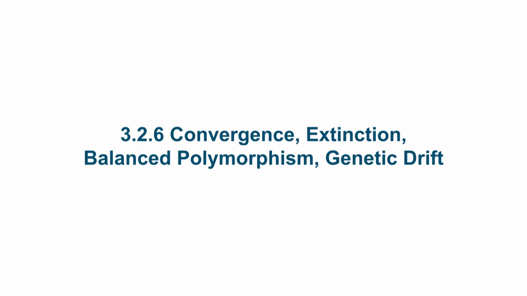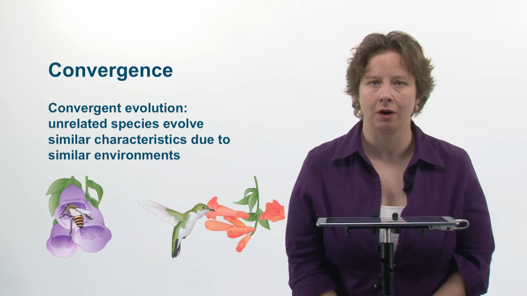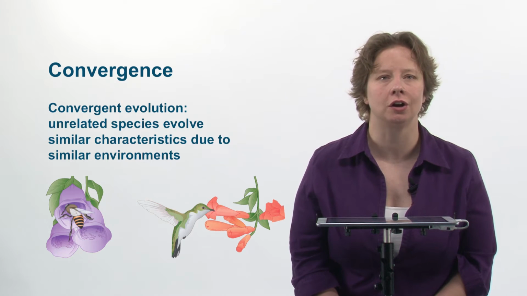This short unit deals with convergence, extinction, balanced polymorphism, and genetic drift. That's all kind of a mouthful, but we're going to talk about each of these in turn.